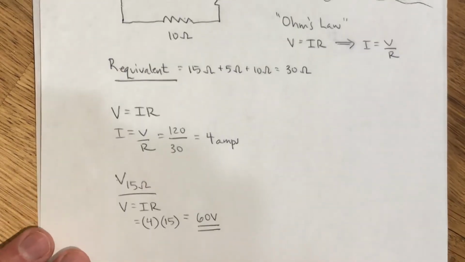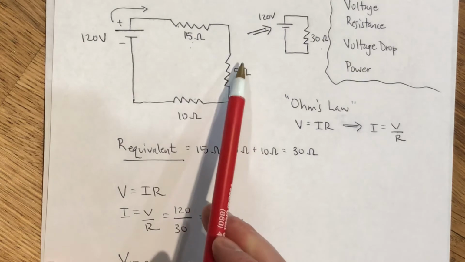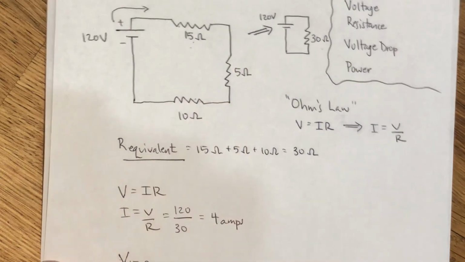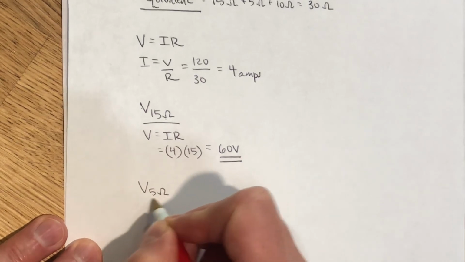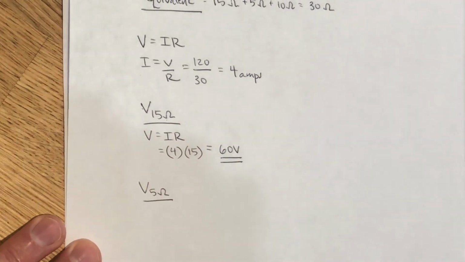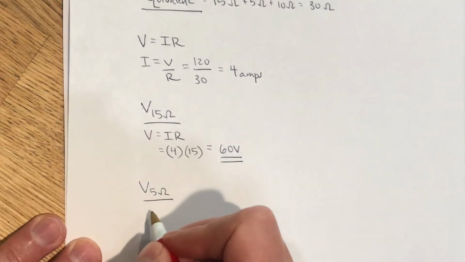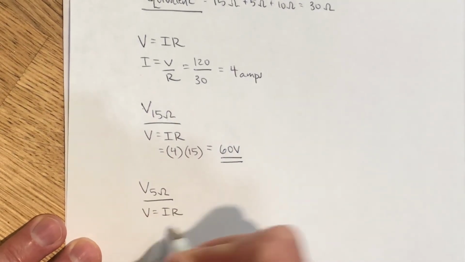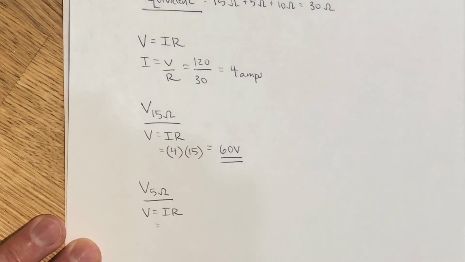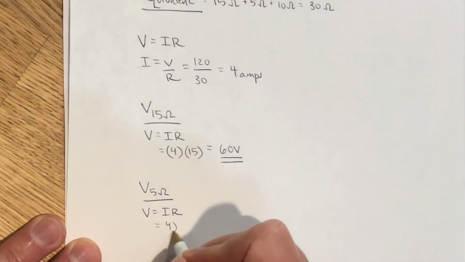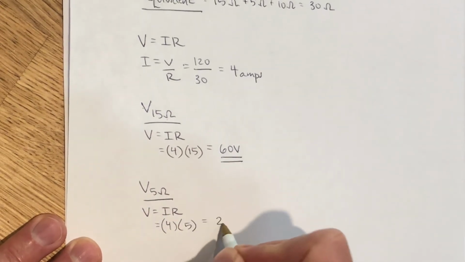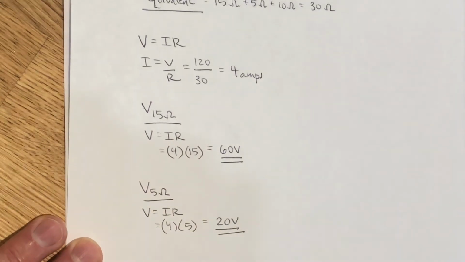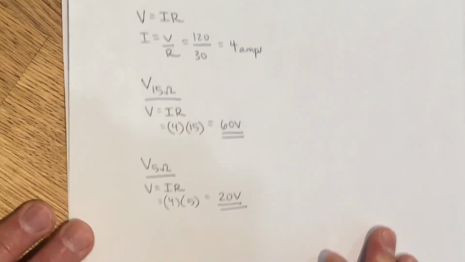All right, so now we'll take care of the voltage drops as the electricity goes through the 5 ohm device and the 10 ohm device. So V sub 5 ohm, the voltage drop or the electric potential energy needed or consumed by the 5 ohm device. Again, we'll use Ohm's law. And even though it's a different location in the circuit, in a series circuit where there's only one path for electricity, the current's the same everywhere. So again, it's 4 amps of current going through, in this case, 5 ohms of resistance. So that's going to consume or use 20 volts of electric potential energy.